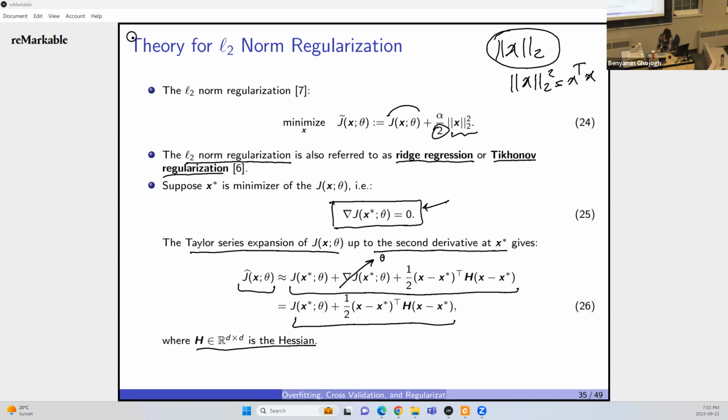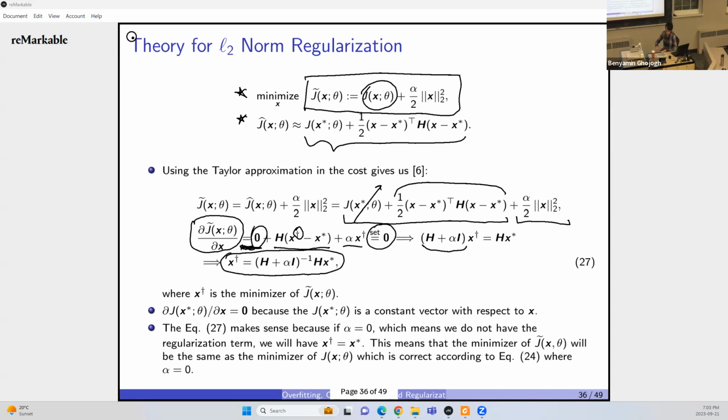Okay, so interestingly, this term goes away because we know that according to equation 25, the first order optimality condition, it goes away. And we only have the first term and the third term, where the third term has the Hessian in it, right? By the way, we know that this H is the Hessian of J.